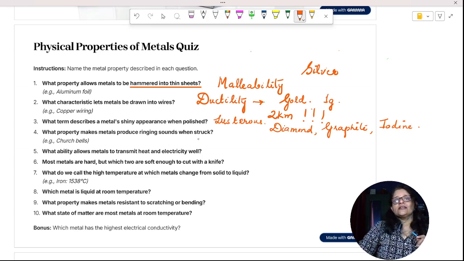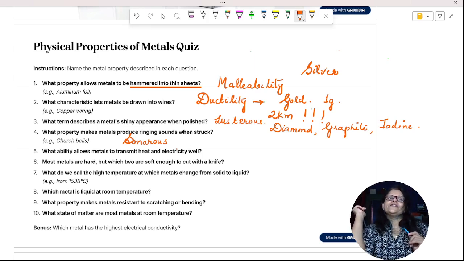So, the ringing sound is due to a property, and we say that metals are sonorous. Sono means sound, something related to sound, that it makes a cling sound. Okay, fifth question. What ability allows a metal to transmit heat and electricity well?